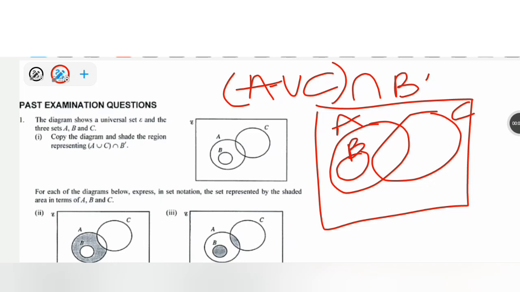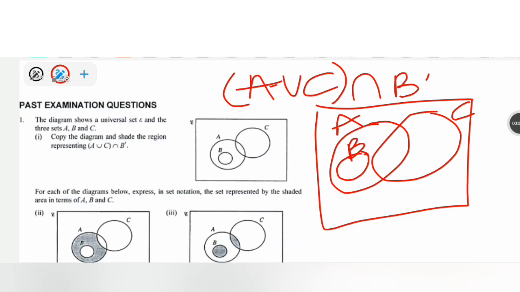There's a prime on this B. So that means in your answer, B will not be shaded at all, because there's a prime on it. Okay, now since there's a prime on this B, B will not be shaded. So all you have to do is just shade A union C. Just shade A union C.